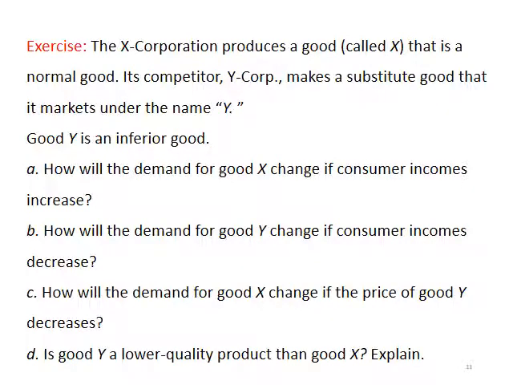Here is another example. The X corporation produces a good called X that is a normal good. If competitor Y makes a substitute good under the name Y, good Y is an inferior good. How will the demand for good X change if consumer income increases?